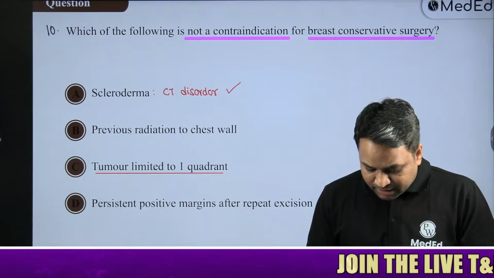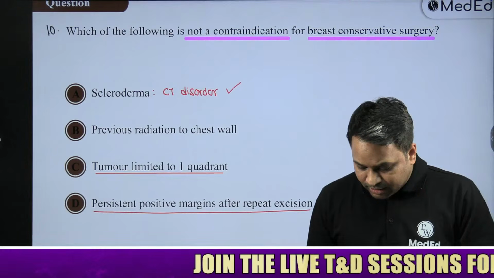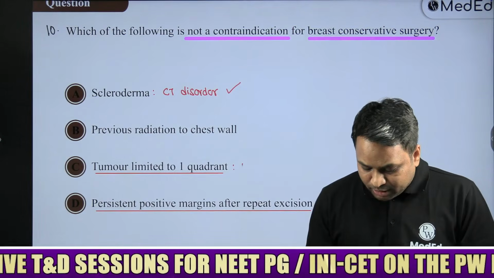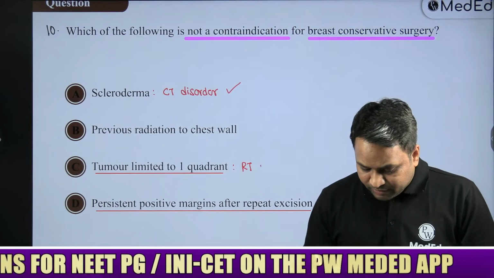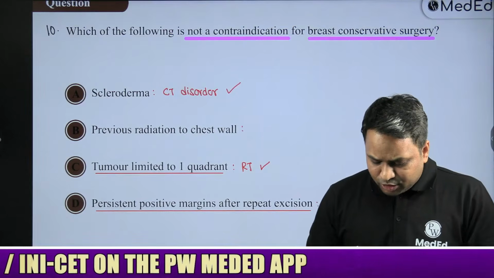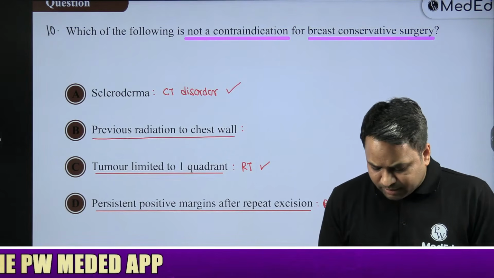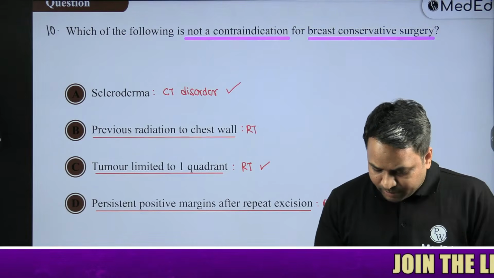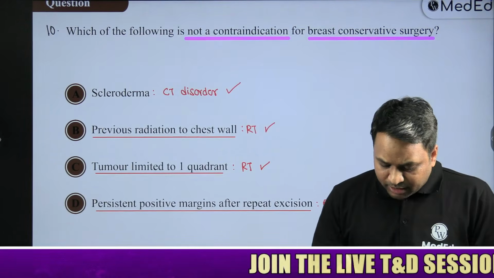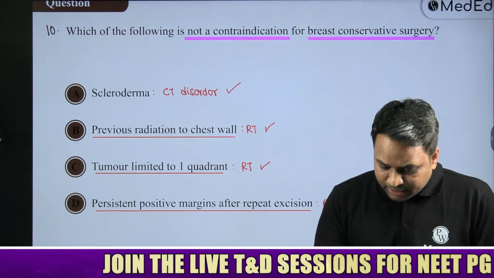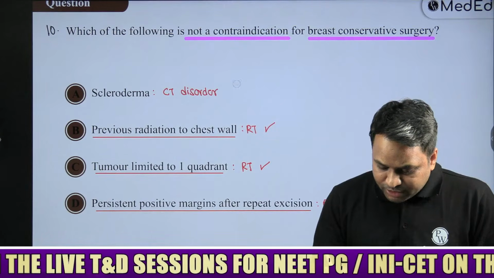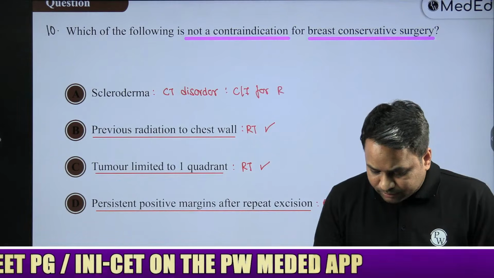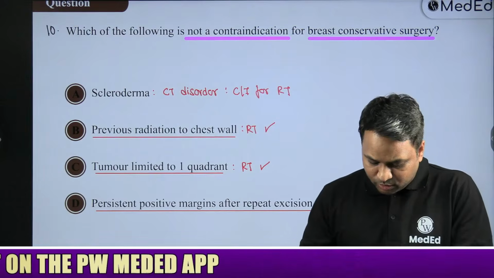Persistent positive margin after repeated excision. This is an indication for radiotherapy. I will give radiotherapy. Tumor limited to one quadrant. I will give radiotherapy. Radiation to the previous chest wall doesn't matter, I don't have a problem. I will give radiotherapy here also. Now, scleroderma is actually a connective tissue disorder, so this is a contraindication for radiotherapy, right?